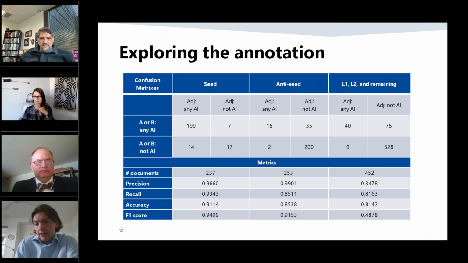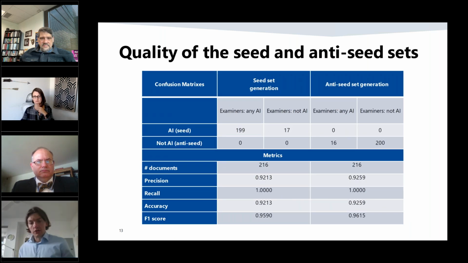So this is just for the seed and anti-seed. I won't talk about this too much, but what it shows is, we use the adjudications, where there were 2 reviewers and then an adjudicator: is it AI or not? It shows that the approach to identify the seed set was very good. When you expand all the way out, you find the anti-seed, it's very good. You're not putting documents in the anti-seed that should have been true positives in the seed. So in that sense, the expansion methodology appears to be good at getting you 2 sets that you can train on that are pretty pure, right? If you're in the seed, you actually are in the technology. If you're in the anti-seed, you're actually not in the technology.